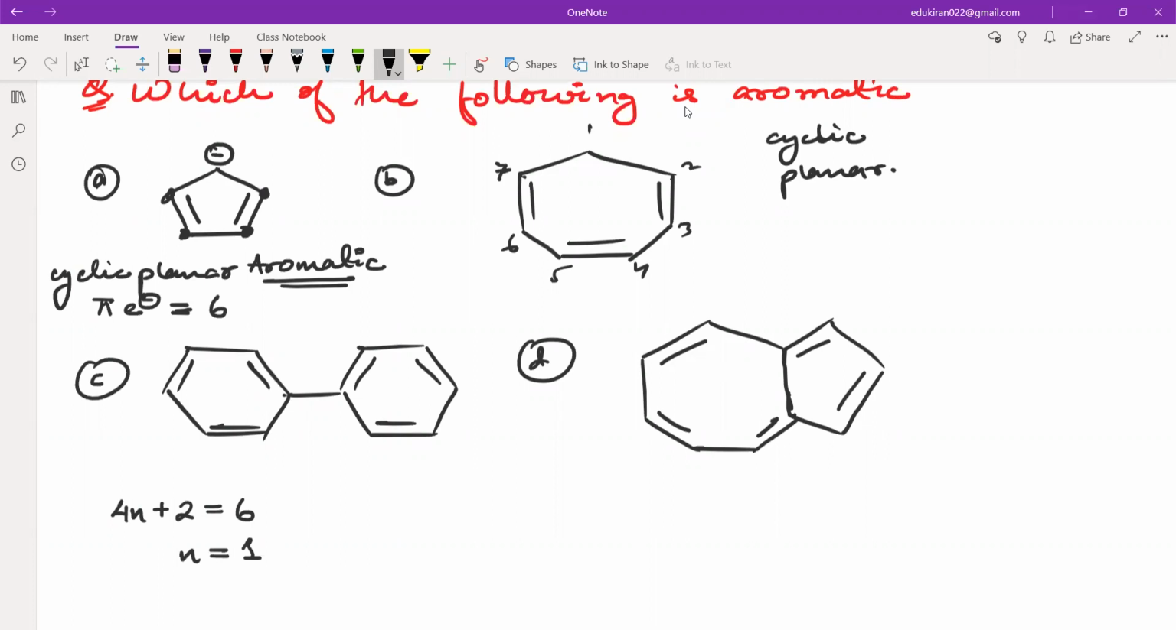You have to look and tell. 4 bonds, in the sense that 4 sigma bonds should not be there. Planar means all the carbon atoms should have less than 4 sigma bonds. Because if they have 4 sigma bonds, then the steric number will be 4, and you will have a tetrahedral structure, which is a 3D structure. Planar means 2D only. Tell me, is there any carbon atom which is having 4 sigma bonds, or are all the carbon atoms less than 4 sigma bonds? One has 4 sigma bonds.